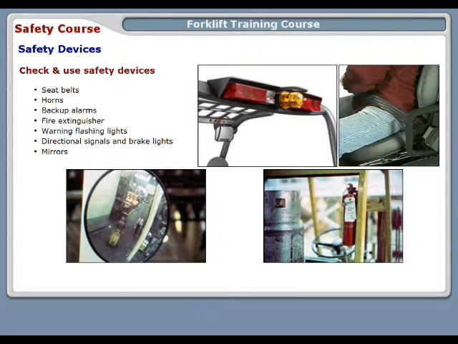Every forklift has many safety devices. Be sure to check and use all the safety devices on your forklift. These include seat belts, horns, backup alarms, fire extinguisher, warning and flashing lights, directional signals, and brake lights, as well as mirrors.